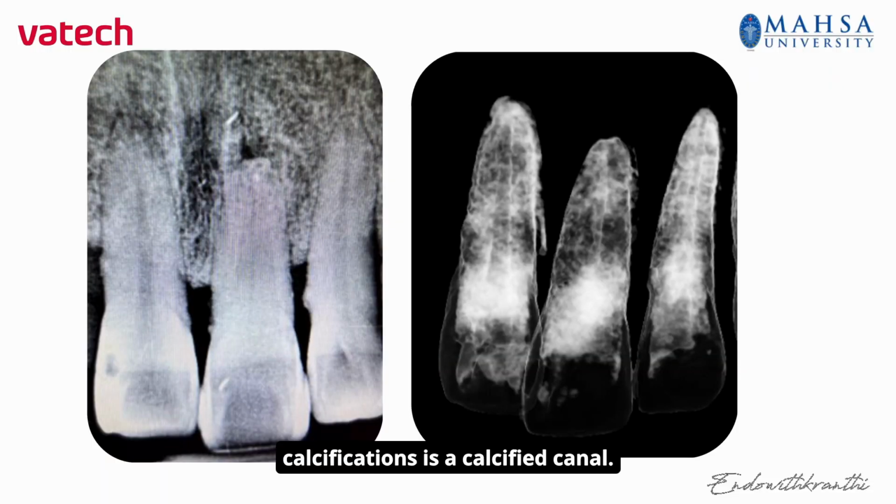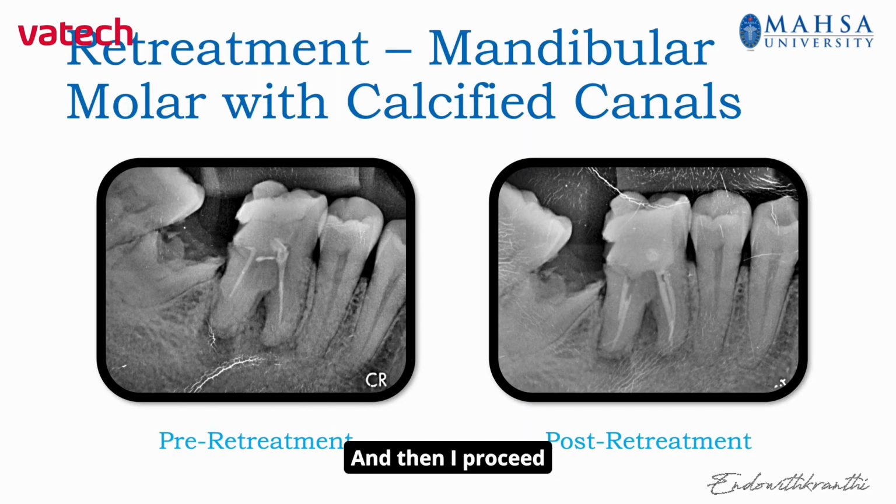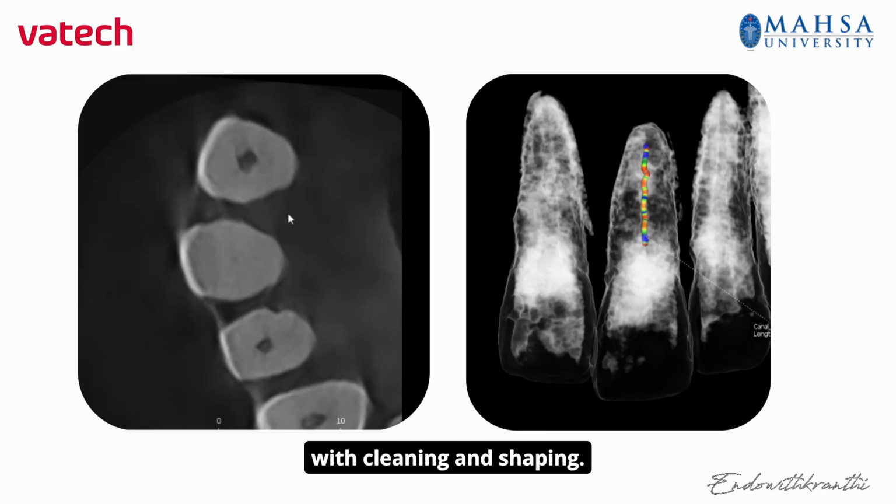It's a very good tool for calcification. This is a calcified canal. When we take a CBCT, you can actually draw the canal. Of course, this patient I didn't continue, the patient went off, but if the patient had come, I would know exactly till where I have to drill. I know the amount of dentine I have to cut. So you can see there, my canal is opening from there. So I can measure the length from where it is opening and then I proceed with cleaning and shaping.